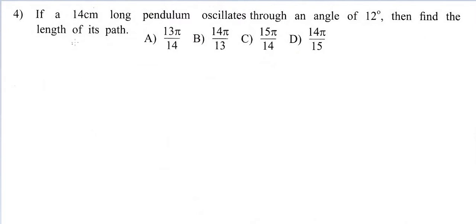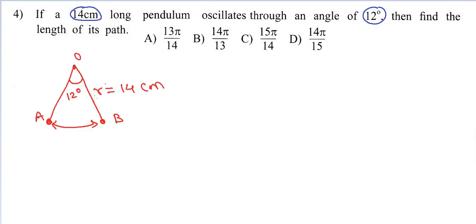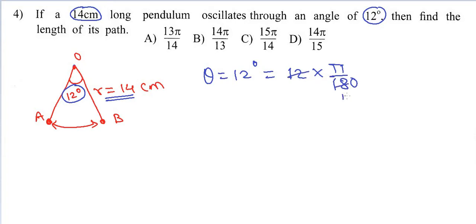MCQ number 4. If a pendulum, the length of the pendulum is 14 centimeter, oscillates through an angle of 12 degree, then find the length of its path. Now this is the pendulum oscillating along the path AB. The central angle is 12 degree. We have to convert that into radian, and the length of the pendulum, that is the radius, is equal to 14 centimeter. Let us first convert this. Theta is equal to 12 degree into radian, that is equal to 12 into pi by 180. Now 12 ones are 12, 18 minus 12 is 6, 12 fives are 60. So that is equal to pi by 15 radian.